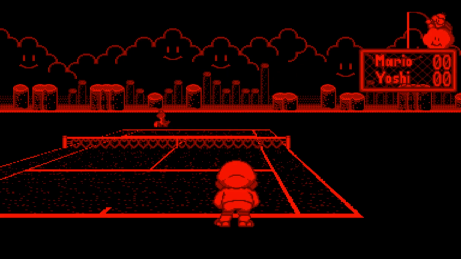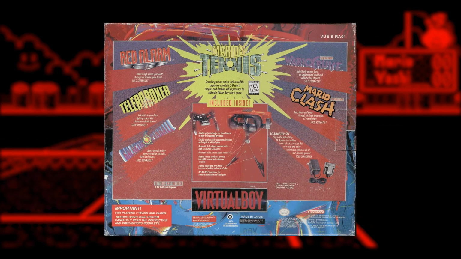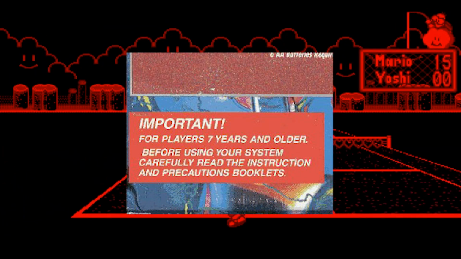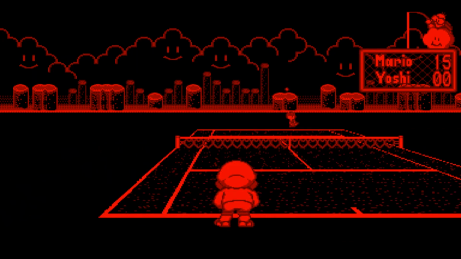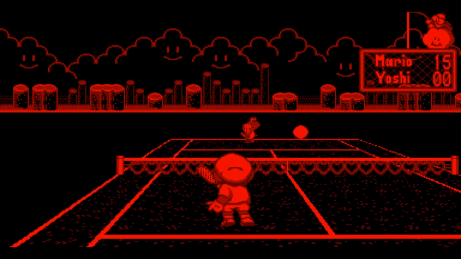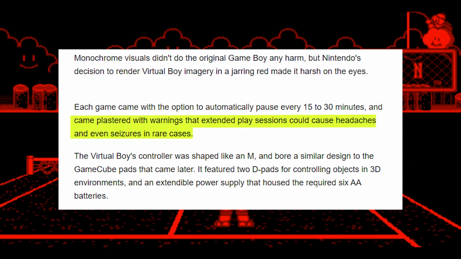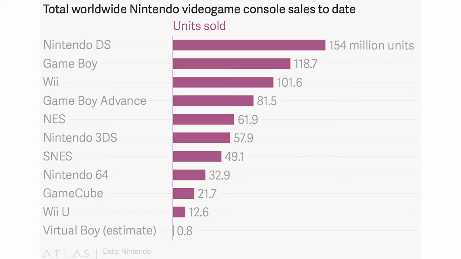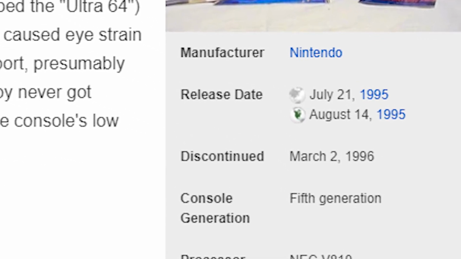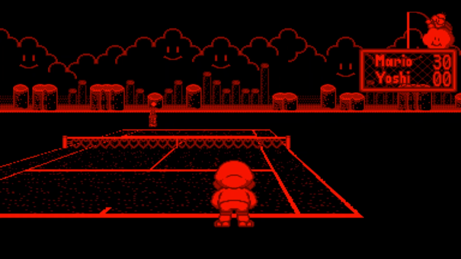At the time of its release, there were concerns that the console would cause eye strain and neck strain. Nintendo even states on the box in big letters that children under 7 years old are not to use the system as it may cause developmental problems in the eyes. That probably didn't do too much for the public perception of a console that was known to cause seizures in some extreme cases. Due to weak sales, the Virtual Boy was discontinued in 1996, about a year after its initial release.